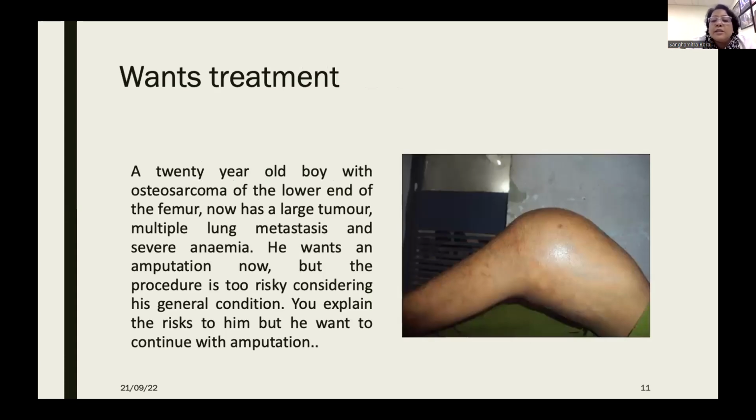So let us come to a second case. This is a 20-year-old boy with osteosarcoma of the lower end of the femur. He now has a large tumor with multiple lung metastases and severe anemia. But he wants an amputation now. You know that the procedure is too risky considering his general condition. You try to explain the risks to him, but then he's adamant that he wants to continue with the amputation. So your responses on this. If you could just tell me what is the ethical dilemma that we are in this situation.